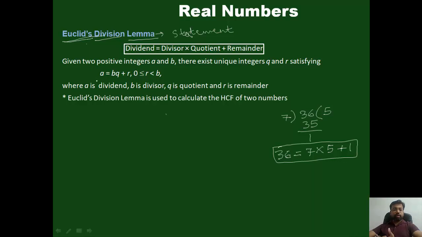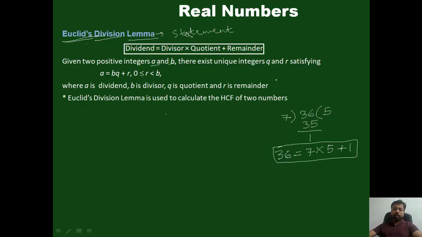So to state it in words, what it says is: given two positive integers a and b, there would exist unique integers q and r, which would satisfy the equation a = bq + r, such that r lies between 0 and b. 0 is included, but r cannot be equal to b. It always has to be less than b. So this is the condition on this division lemma.